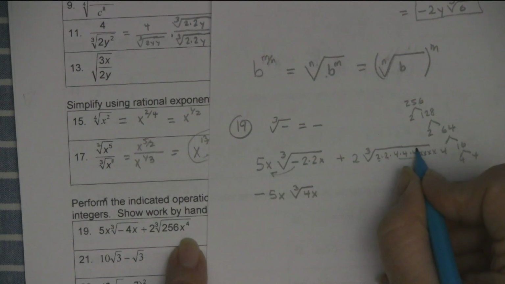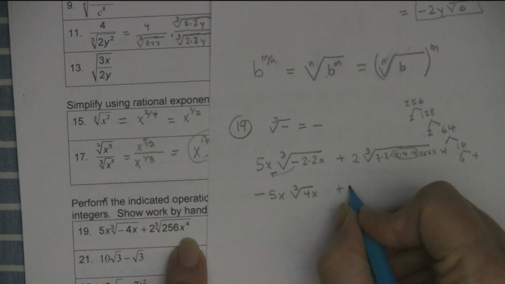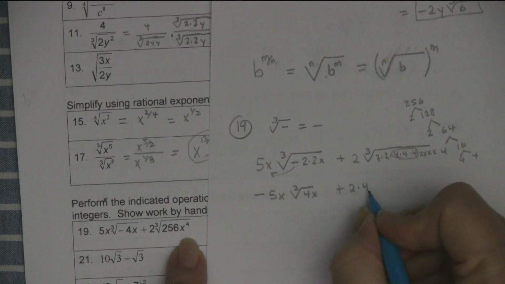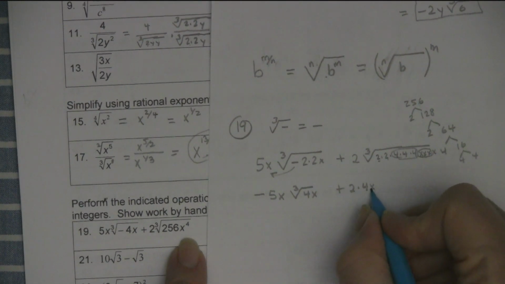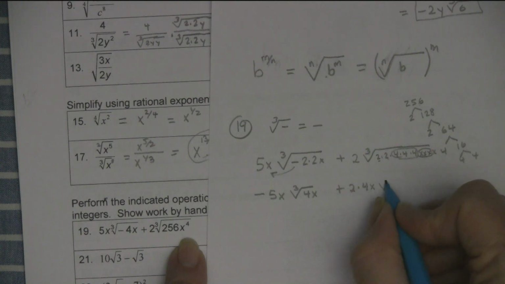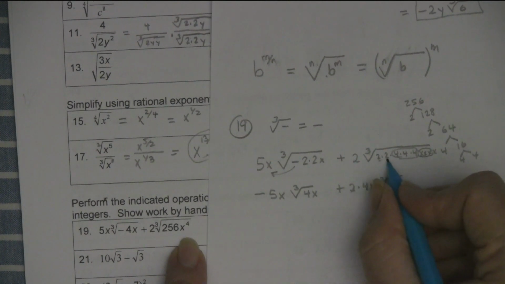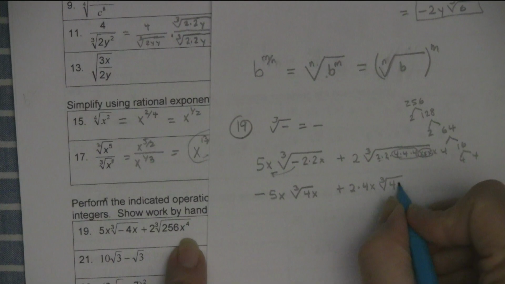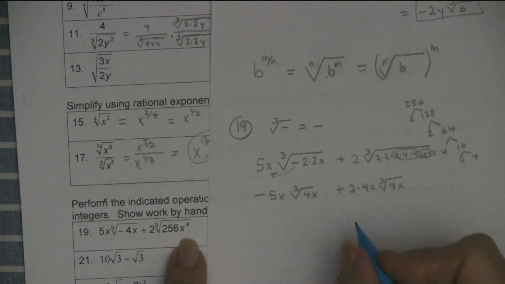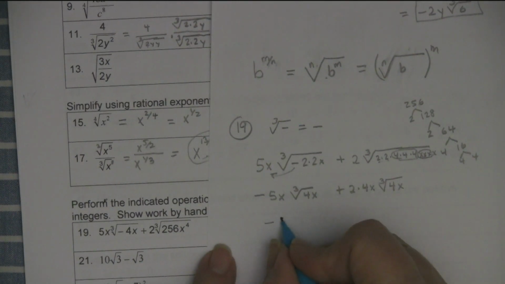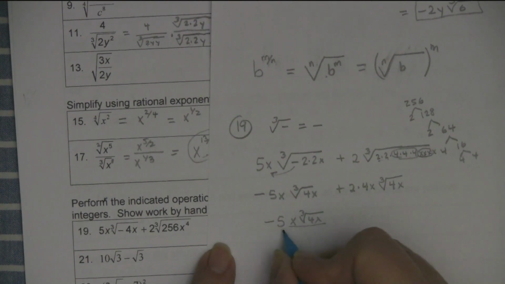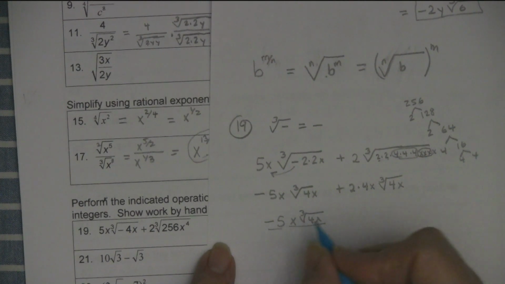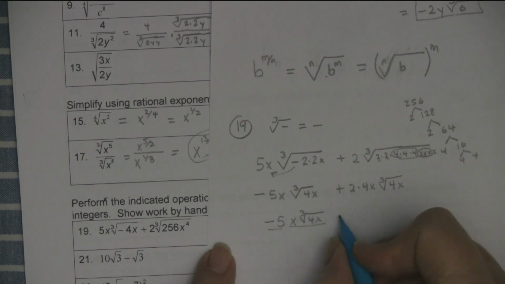I'm going to have a 4 come out. I already have a 2 out there, so it's going to multiply. And I'm going to have an x come out, and it's going to multiply. And stuck underneath, I'm going to have the cube root of 4x. And that's convenient because that's this guy, right? So this is minus 5x, the cube root of 4x. This is my like term part. That's my number coefficient part, right? This is my variable part.